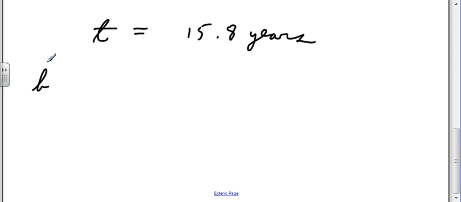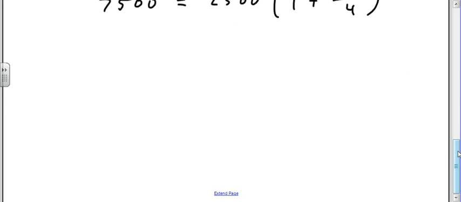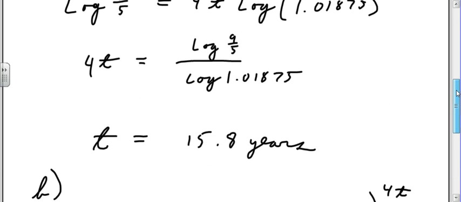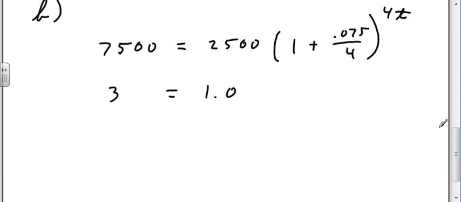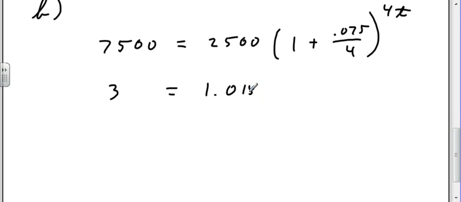And the B part of the problem, we're going to triple it. We want to go to 7,500 from 2,500. 1 plus 0.075 divided by 4 raised to the 4t. And we want to find t in years. All right, well, I got 3 is equal to 1.01875. That can't be 0. Yeah, it can be.